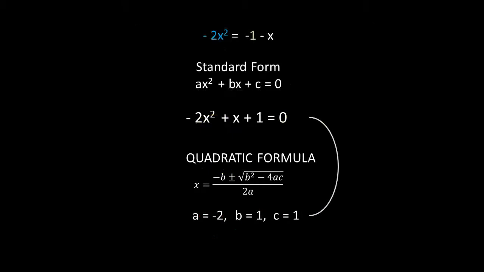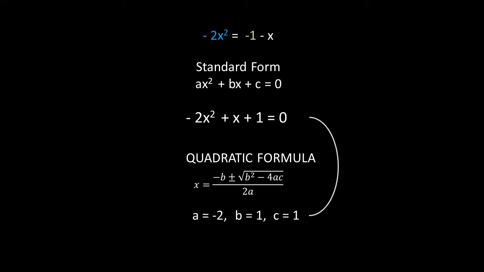We have already combined terms, and now we are going to transform the equation to the standard form, which is ax squared plus bx plus c is equal to 0. Please note that we need to change the sign of the term that we are going to transfer. We are going to transfer negative x and negative 1 to the left side, and they will become positive x and positive 1. And the result would be negative 2x squared plus x plus 1. We already have the standard form.